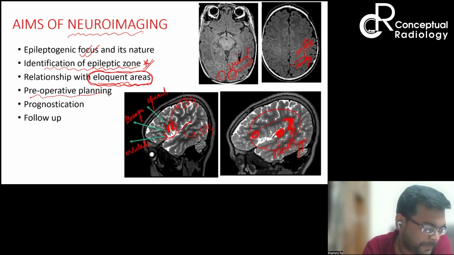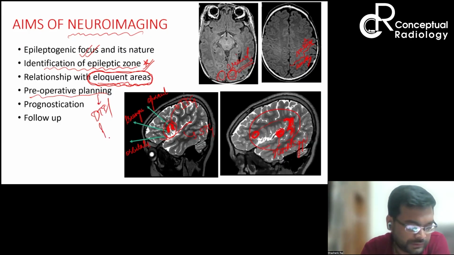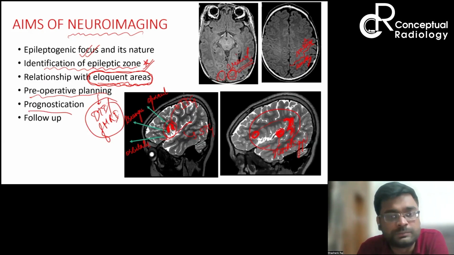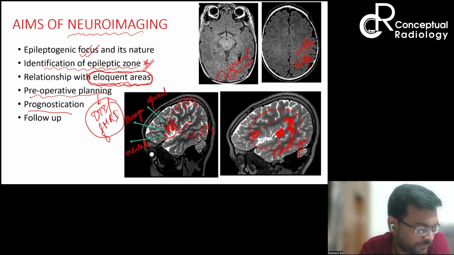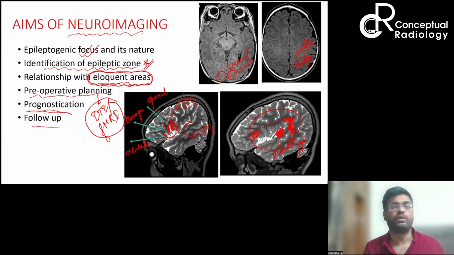Then preoperative planning. Sequences like DTI or functional MRI help us in preoperative planning, right? Prognostication, whether the seizure is caused by a high-grade glioma or a benign lesion. So again, you can prognosticate. And then obviously follow up.